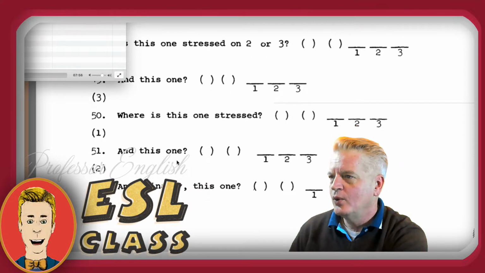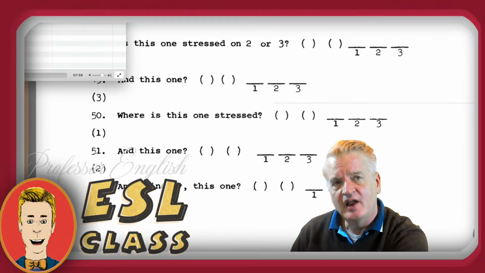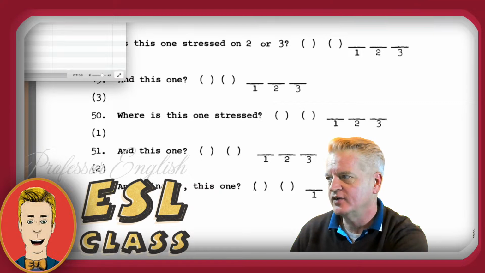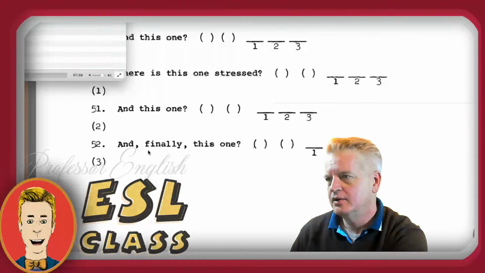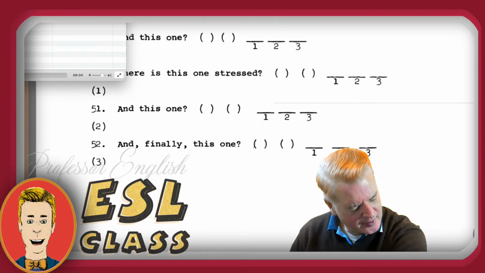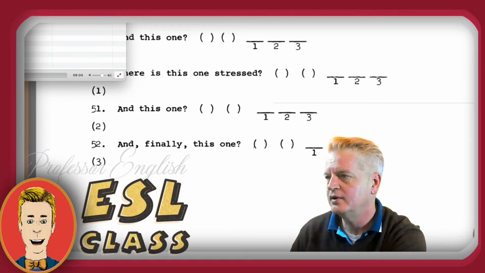50. Where is this one stressed? Autobus. Autobus. That sounds like the first one. 51. And this one? Papierkorb. Papierkorb. That sounds like the second one.